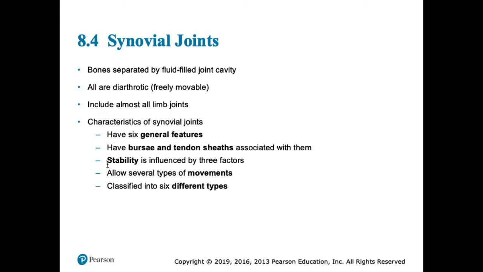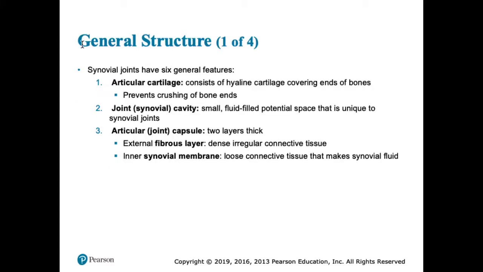Stability is influenced by 3 factors. We'll go through those in just a second. They allow several types of movements and are classified into 6 different types. So the general structure of synovial joints have those 6 features that I mentioned in the last slide.